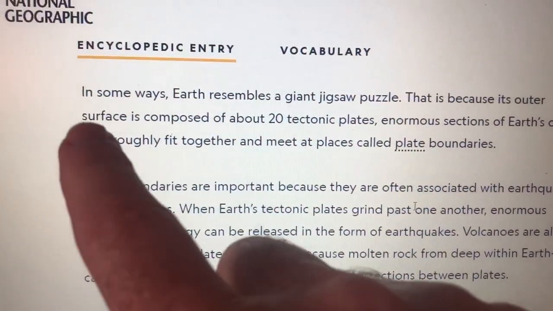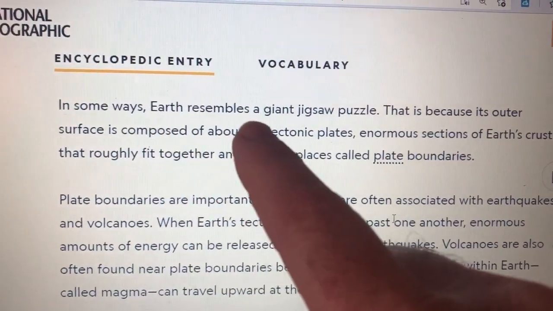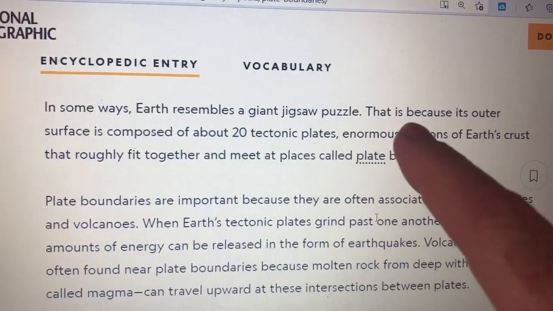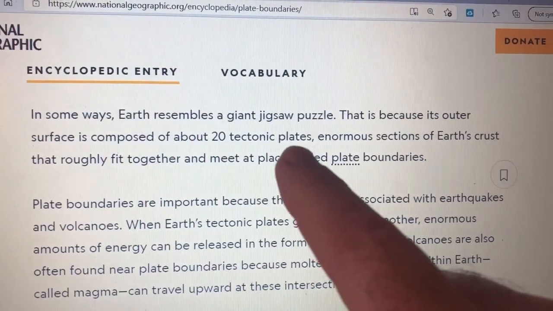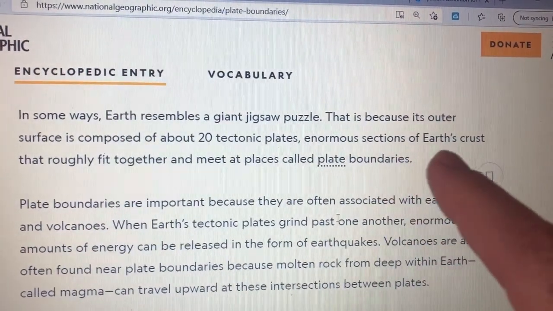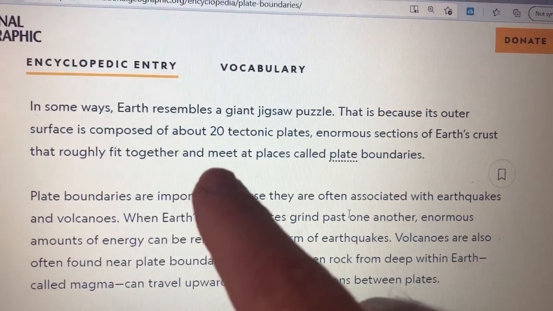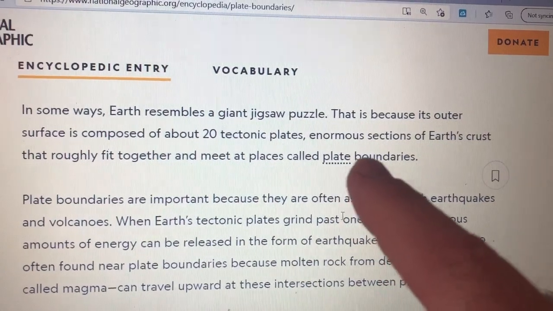Together. Okay. In some ways, Earth resembles a giant jigsaw puzzle. That is because its outer surface is composed of about 20 tectonic plates, enormous sections of Earth's crust that roughly fit together and meet at places called plate boundaries. Well, that's nothing new for us because we've already done some lessons about those plates, right? But in order to understand and to reach today's target, we want to make sure that we completely understand this plates business, right? This tectonic plates. We need to really understand. So let's make sure that we're totally understanding this article.